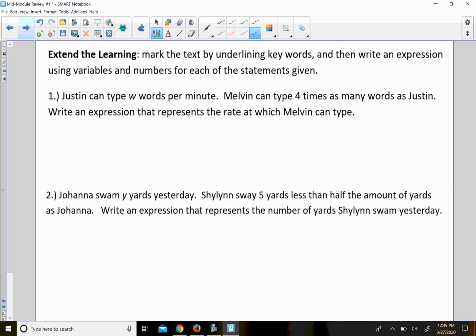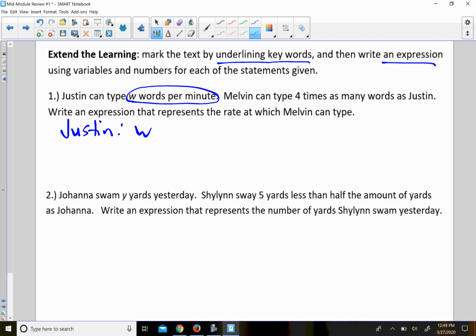All right, the last set here is just kind of taking the learning and extending it to what they call real-world scenarios. So extend the learning. Mark the text by underlining keywords and then write an expression using variables and numbers for each of the statements given. So we're going to pick out the key vocab and then we're going to write an expression. We're going to translate it. So Justin can type W words per minute. So this is what Justin can do. So if I'm writing expressions, Justin is W.